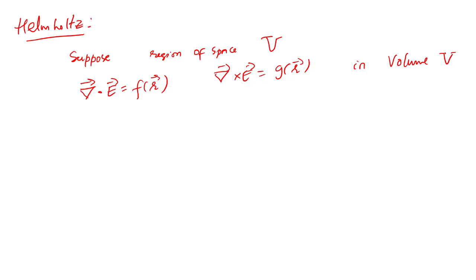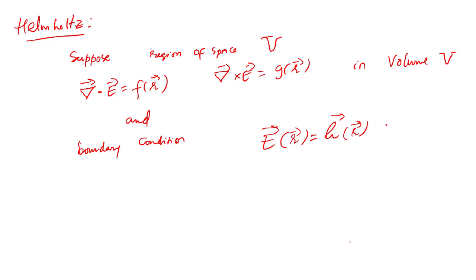So we have del dot E and curl E defined in a volume V, and we are given a boundary condition. The boundary condition is we're defining the electric field E as h of r, some function h of r, on surface S bounding volume V. So this is our supposition. Suppose you have del dot E, curl E, and E on the surface of a volume V.